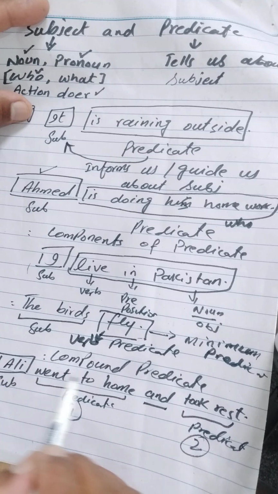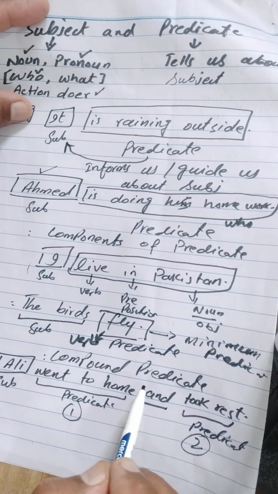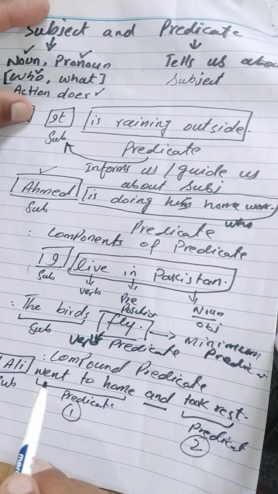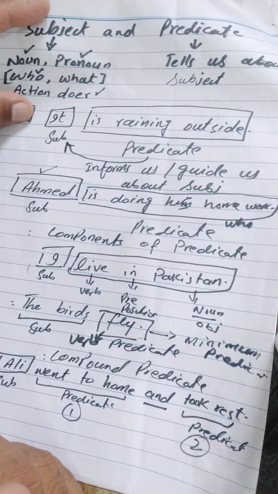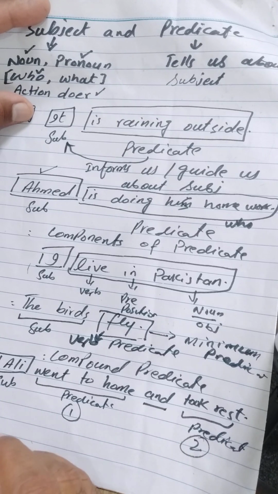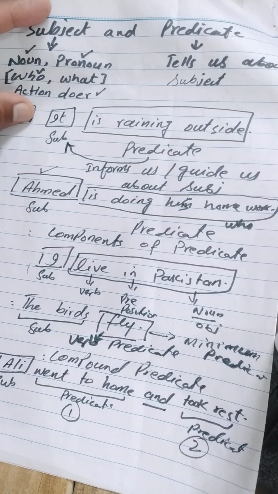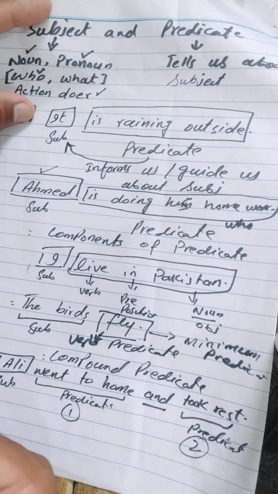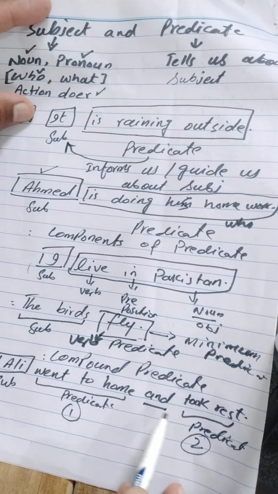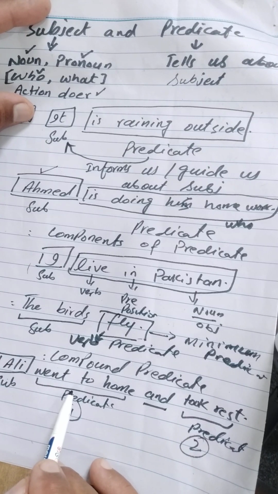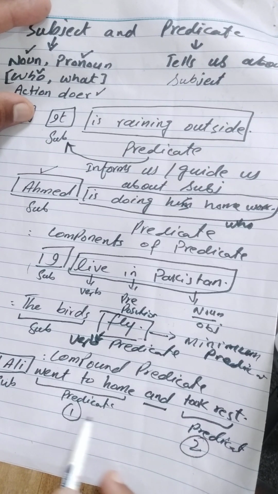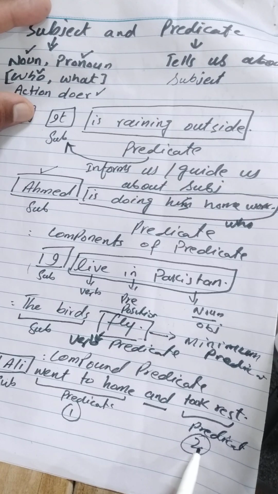Next, compound predicate. What is a compound predicate? When one subject performs two actions, that is a compound predicate. As the word suggests, compound, two. So Ali went to home and took rest. Ali is a subject, went to home was first predicate, and took rest is a second predicate.